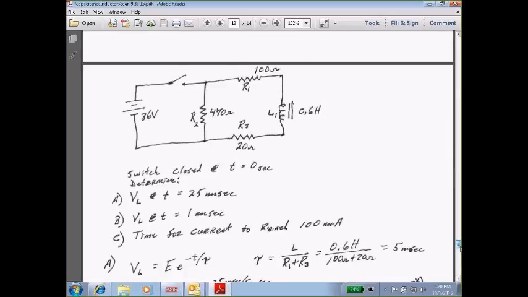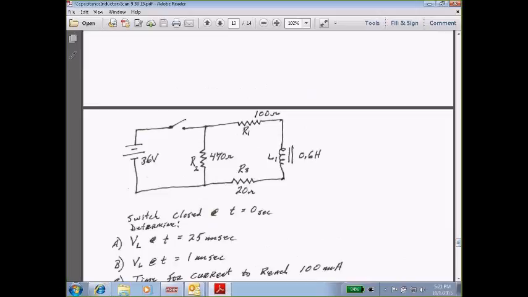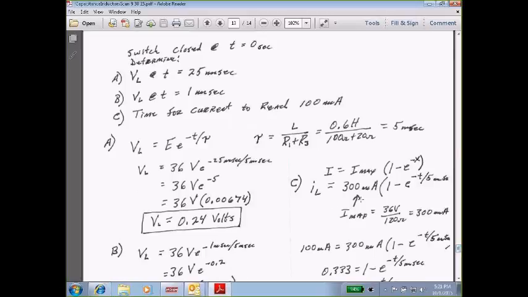Okay, now looking at the time for the current to reach 100 milliamps. Well, I is equal to I max times 1 minus e to the minus x. Minus x is t over tau. So the maximum current for the inductor is equal to 300 milliamps. That's 36 volts divided by 120 ohms. That gives me 300 milliamps, just Ohm's law, times 1 minus e to the minus t over tau.